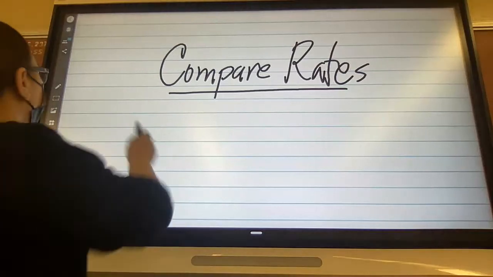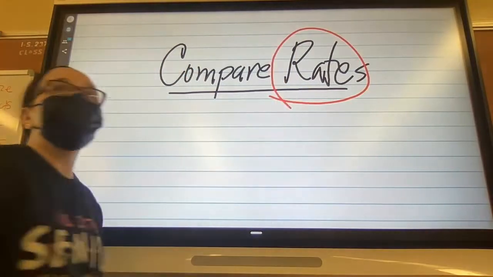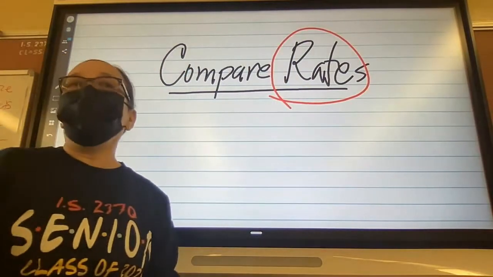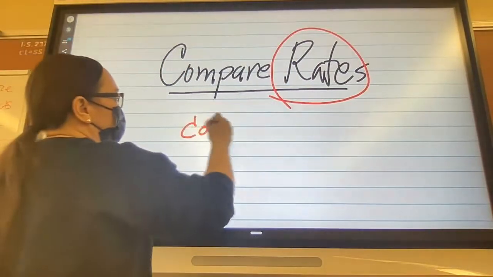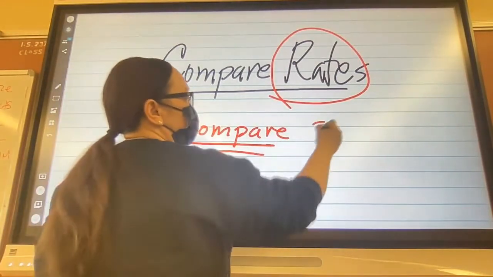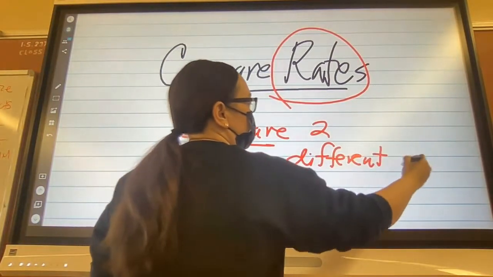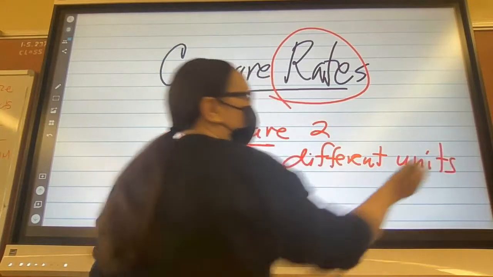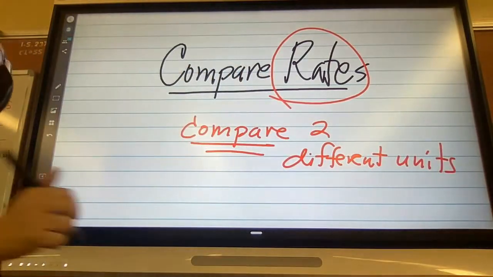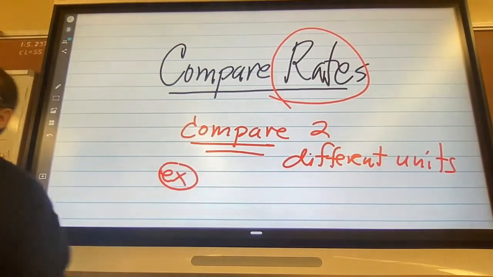Rates. Can you still remember what we did this morning? Comparison of 2 units. What kind of units? Different units. Alright, so it's a comparison. So we compare 2 different units. And it is in fraction form, right? So give me an example of units that we're talking about.